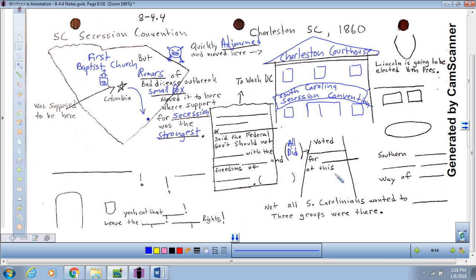Now, all the people voted for secession. When all vote for something, what's that called? Unanimously. Good job. They voted unanimously. Even though all didn't agree, when they voted, they all voted yes for secession. And they drew up a paper and sent it to Washington, and it was called the South Carolina Ordinance of Secession.